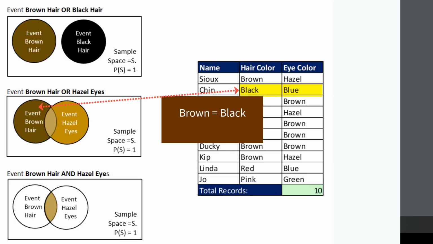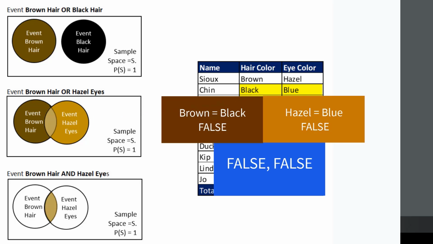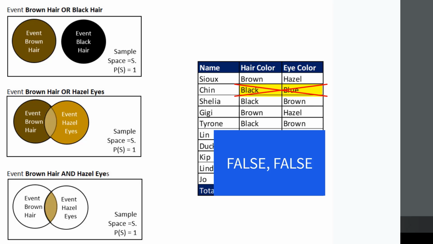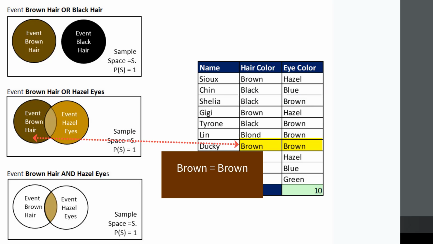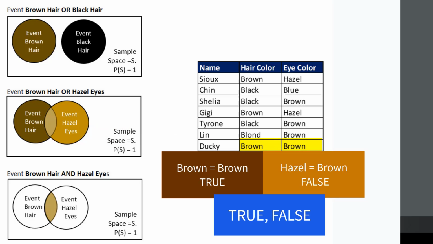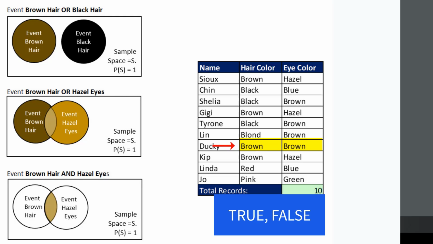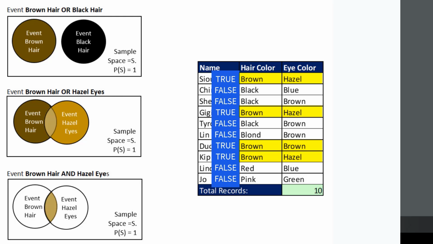For record number 2, we ask, is brown equal to black? And we get a false. Then we ask, is hazel equal to blue? We get a false. In this case, we get 2 falses. So this record is not included. For the 7th record, we ask, is brown equal to brown? True. Then we ask, is eye color hazel equal to eye color brown? False. In this case, we get a true, false. And remember, for an or logical test, all you need is 1 or more trues. So this record is included. If we look at the full column for the event brown hair or hazel eyes, there are 4 trues, so we get a count of 4.